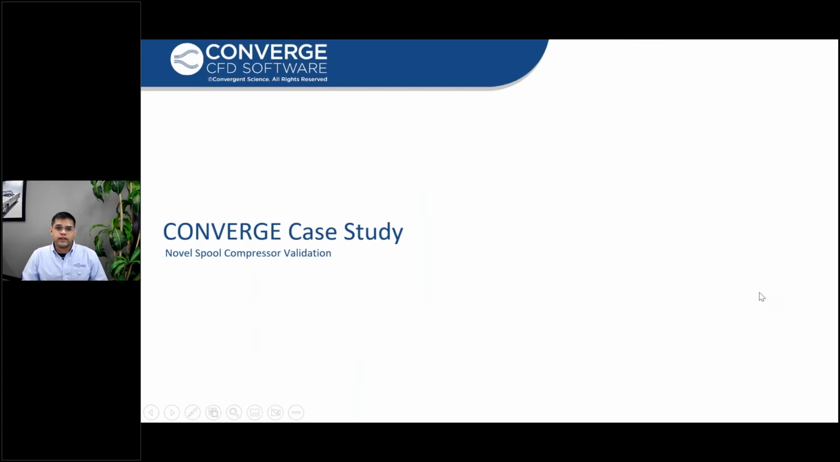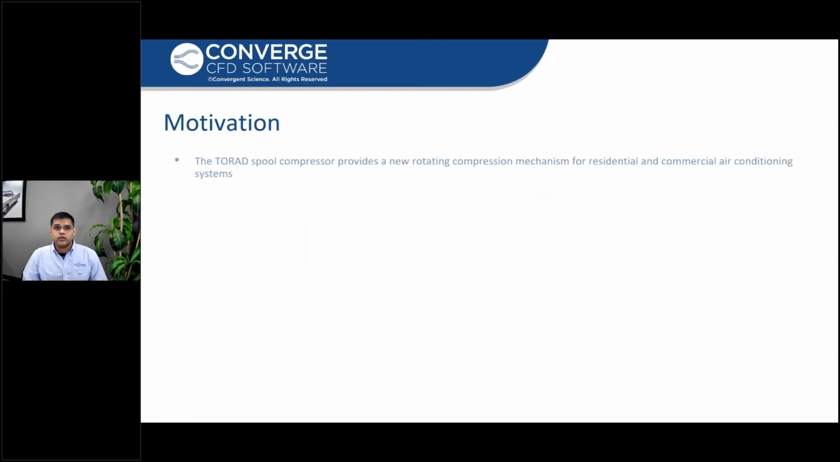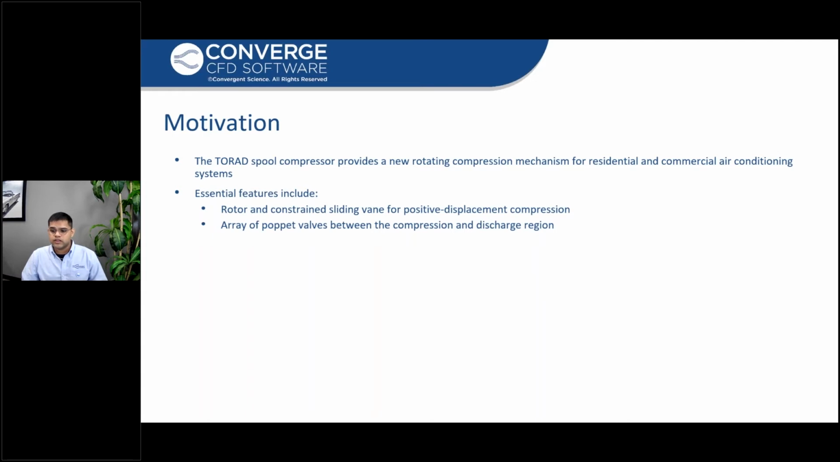So putting this all together, we are presenting a case study for a novel spool compressor using CONVERGE. So what is the main motivation behind this type of study? The TORAD spool compressor provides a new rotating compression mechanism for residential and commercial air conditioning systems. The essential features of this compressor include a rotor and a constrained sliding vane, which will provide the positive displacement for compression. And we also have an array of poppet valves between the compression and the discharge region to allow the flow when the pressure is high enough.